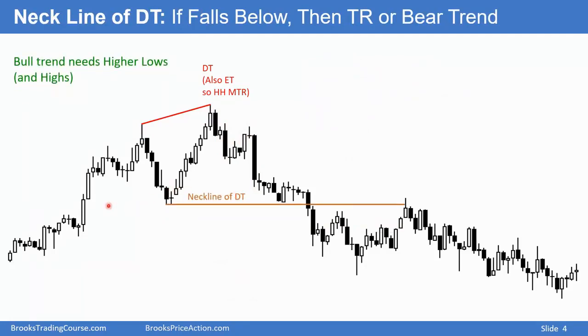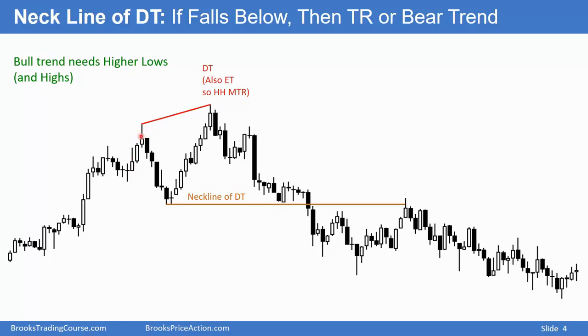The bull trend needs higher highs, and more importantly, the bull trend needs higher lows, especially major higher lows. A major higher low is a higher low that results in a strong rally, usually to a new high. This is more or less a minor higher low. It has a new rally, but the bars are not all that big.